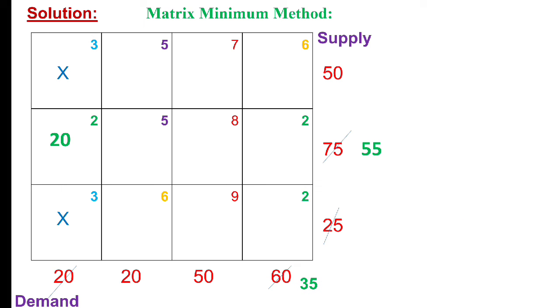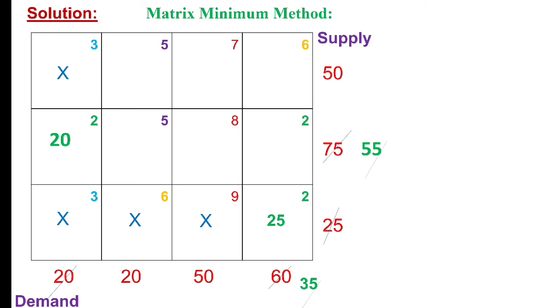Next, among the empty cells, the minimum is 2 again. How much can you allocate here? 55 and 35. Of these, the minimum is 35, so the balance will be written here. How much will be allocated? 35 will be allocated. Now the fourth column is completely over and will be cancelled.